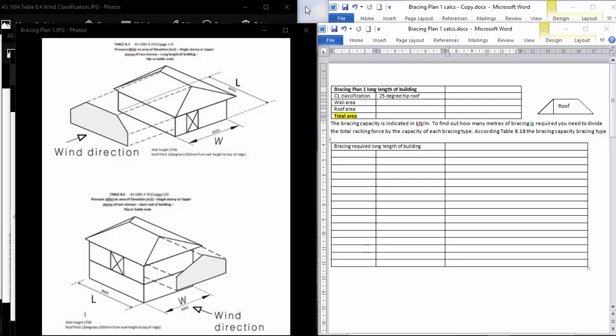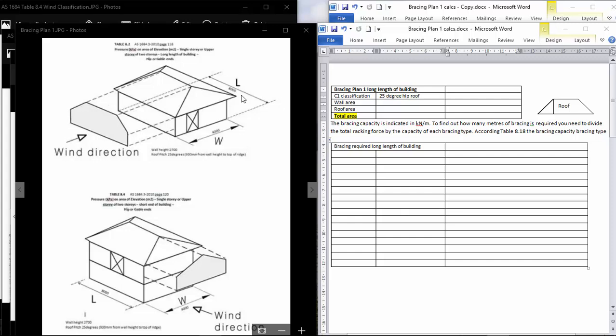Hi everyone. We're looking at calculating the bracing required for this plan. The calculation is based on two wind directions, one for the long length of the building, the other for the short end of the building. The page number is listed here and you can find it in 1684.3. Our wind direction is noted for our first calc, being for the long length of the building.